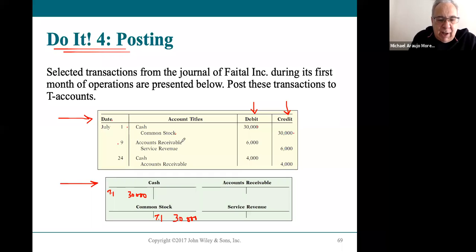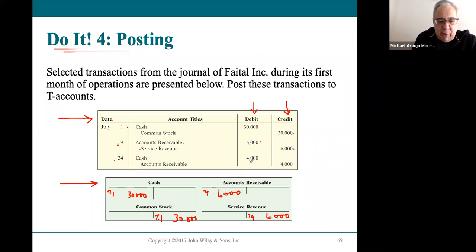On the 9th of July, I have a debit to accounts receivable. Accounts receivable is an asset account. So on the 9th, sorry, it's so small, there's a $6,000 debit to my accounts receivable. I need to offset that with a $6,000 credit to service revenue. So on 7/9, I'll also show the $6,000 credit to service revenue, and I'm done posting that.